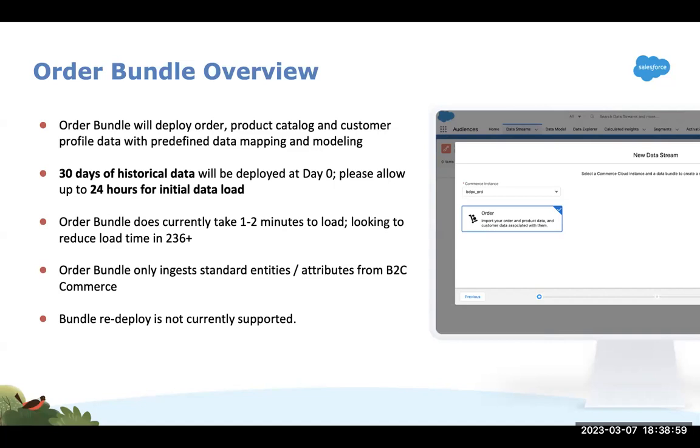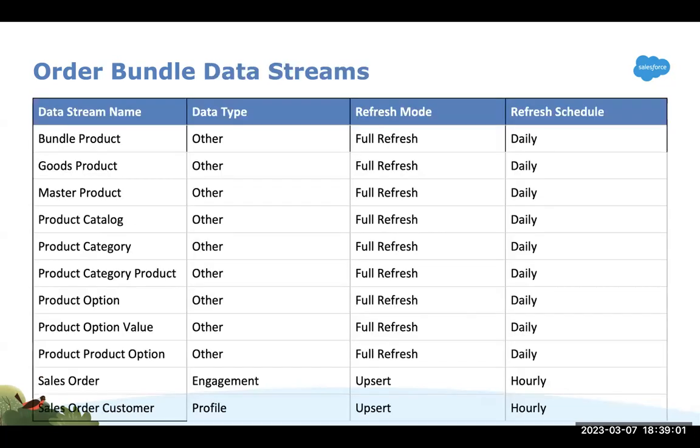That's the order bundle definition. So if we look at order bundle data streams, as I told, it's a package which comes with different kinds of data streams: one with bundle product, goods master, product catalogs, product categories, the product options, sales order, the sales invoice, and all the data.